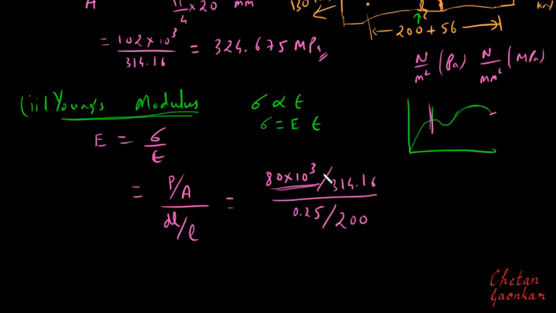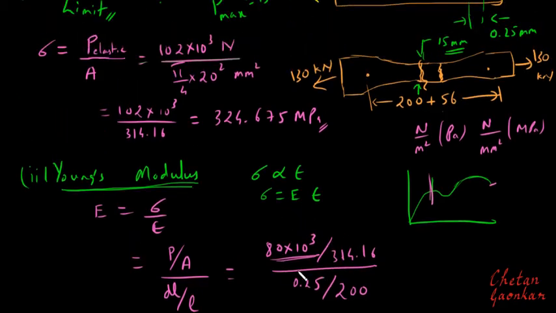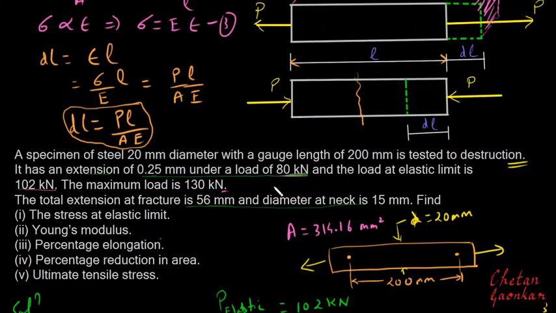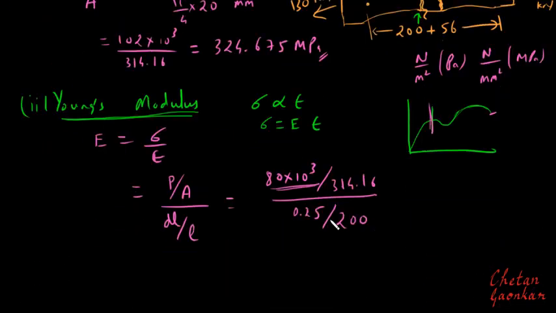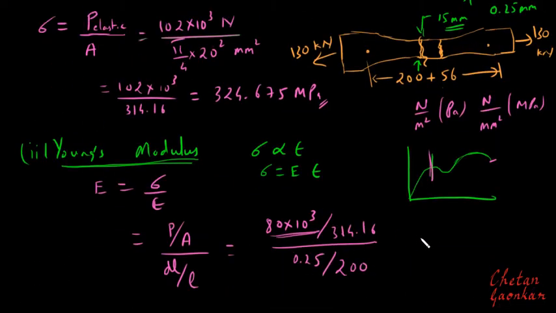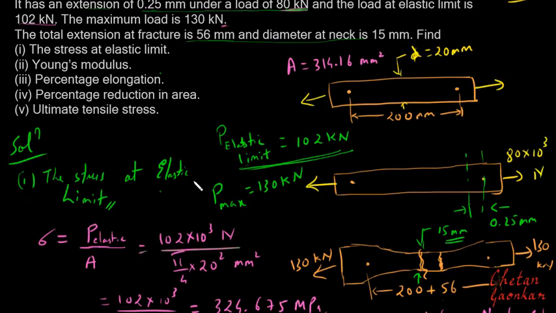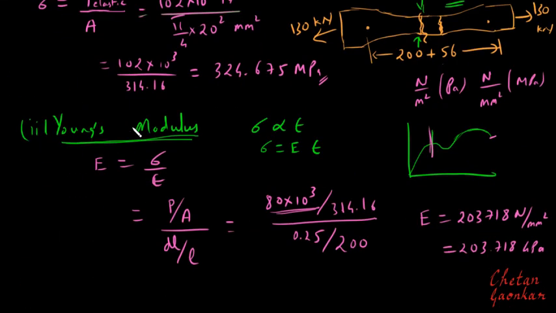So we will have to calculate Young's modulus with all the quantities which are within the elastic limit. So if we substitute all these values now, I should get this E as 203.718 Newton per mm square, which will be 203.718 gigapascals. So now let us find the third quantity, that is percentage elongation.